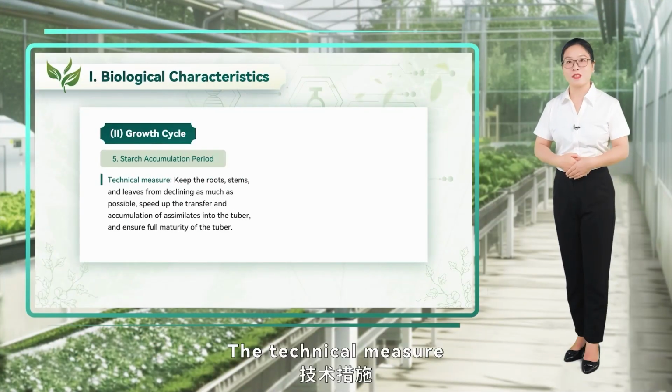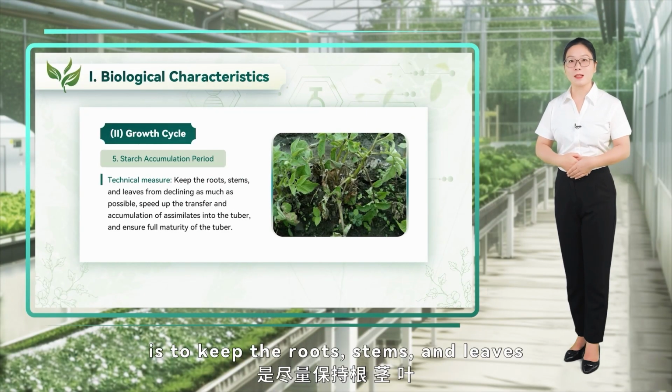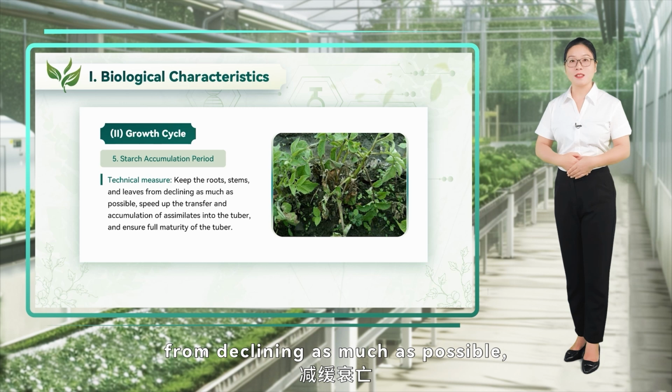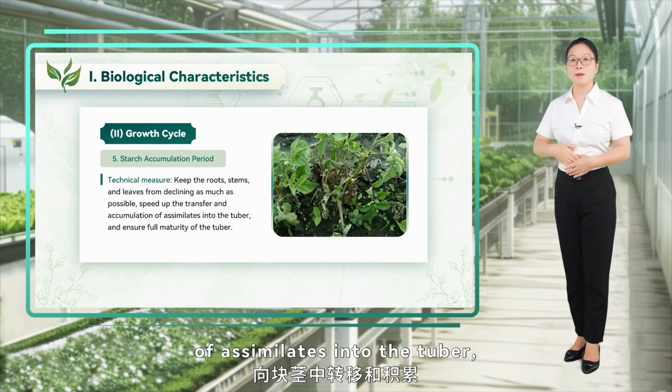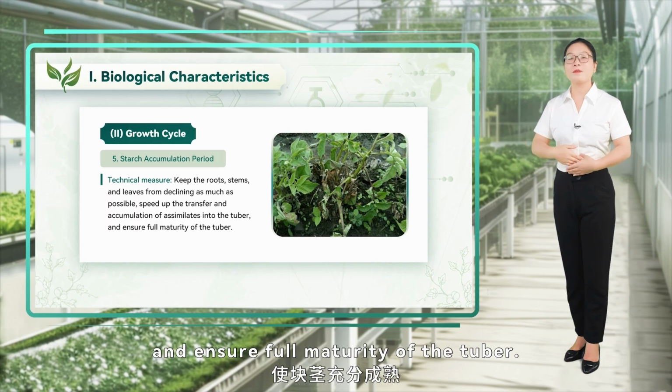The technical measure is to keep the roots, stems, and leaves from declining as much as possible, speed up the transfer and accumulation of assimilates into the tuber, and ensure full maturity of the tuber.